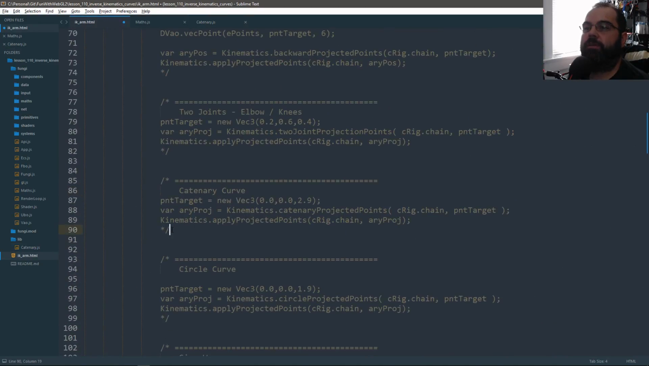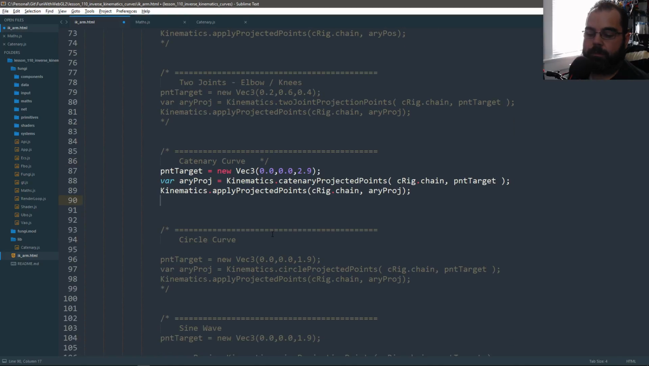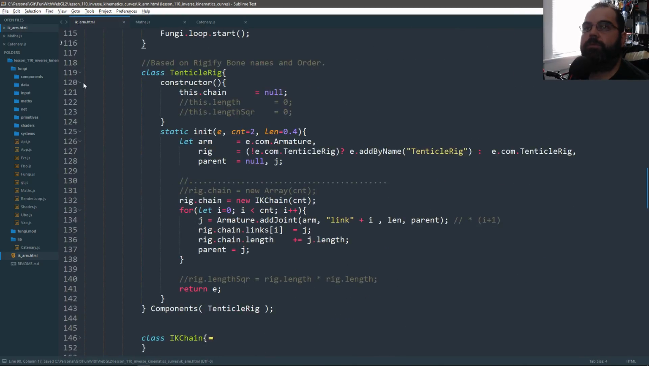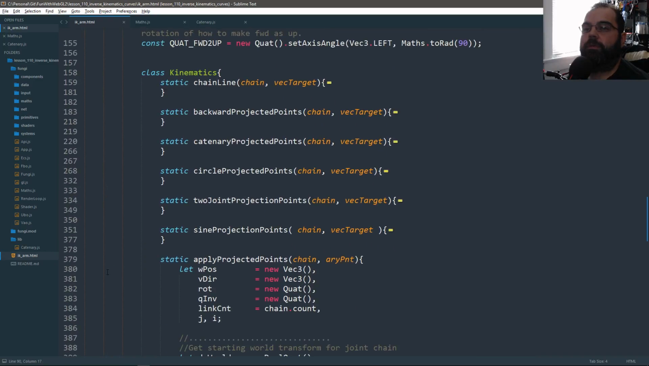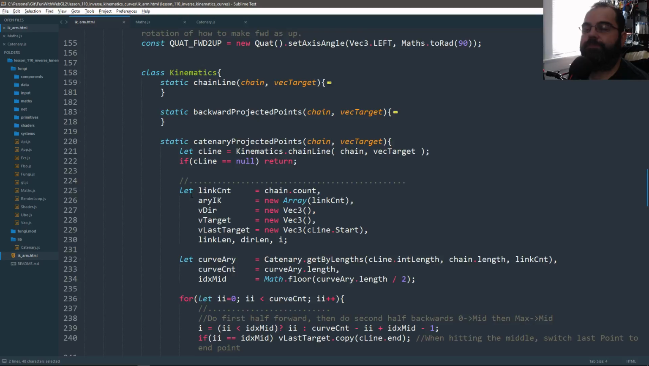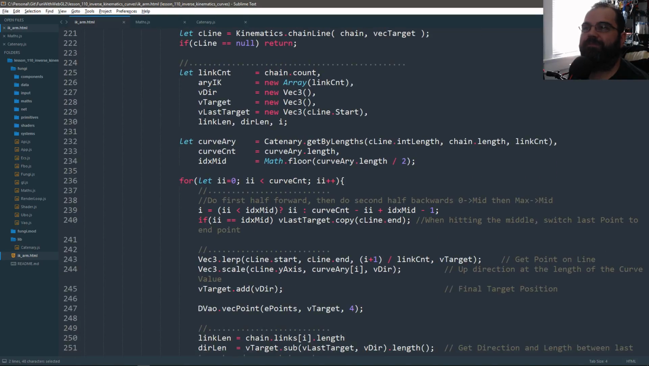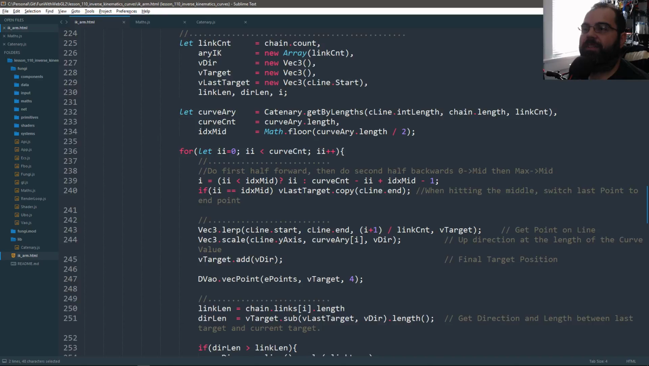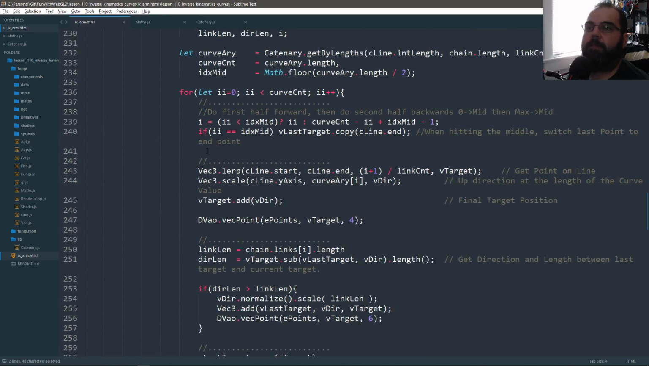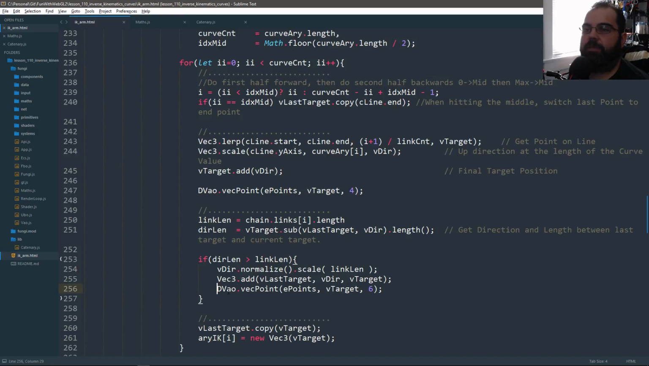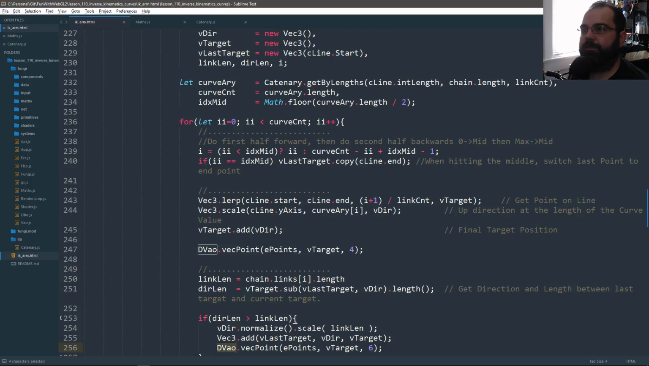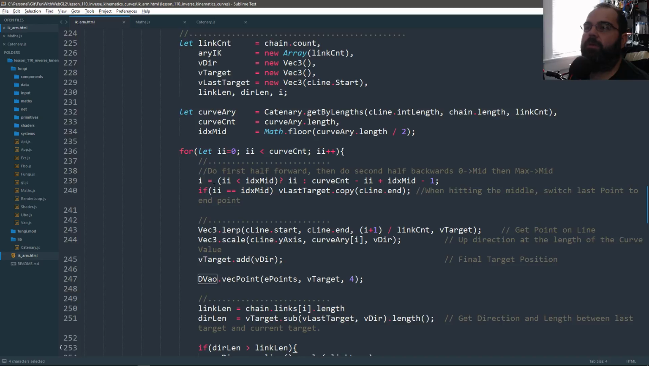So if I do the catenary curve, click save. Let me go to, here's the catenary curve. It's not that long. Some of it is a lot of debugging code. Anytime you see DVO, that is a debugging line, so I can visually see everything. But essentially, in this one I'm going forwards. Oh, that's right. This is the catenary curve.